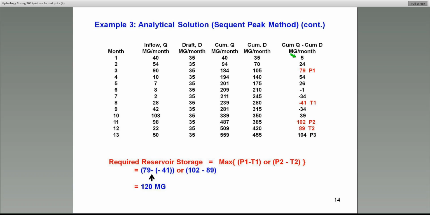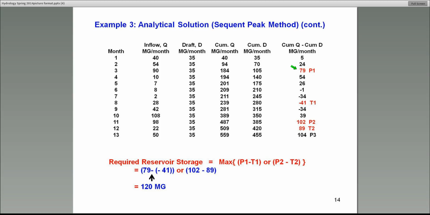Take the difference, and that difference is basically what we call the deficit. In this case, I'm taking cumulative inflow minus cumulative outflow. A positive deficit means more inflow came in and less went out. So in this case, the peak P1 reflects essentially the highest point where the flows were enough to supply the demand.